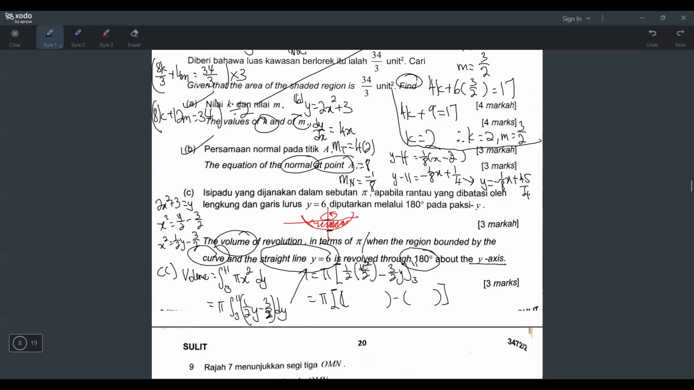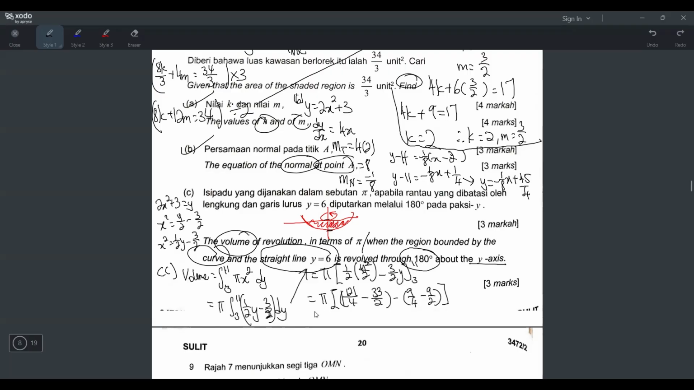Okay, what happens when you sub 11 here? 11 square will be 121, and then divide by 4, and then minus 3 over 2 times 11, which is 33 over 2. Okay, so done. Now to sub in 3, 3 square is 9, divide by 4, which is 9 over 4, minus 3 over 2 times 3, which is 9 over 2.